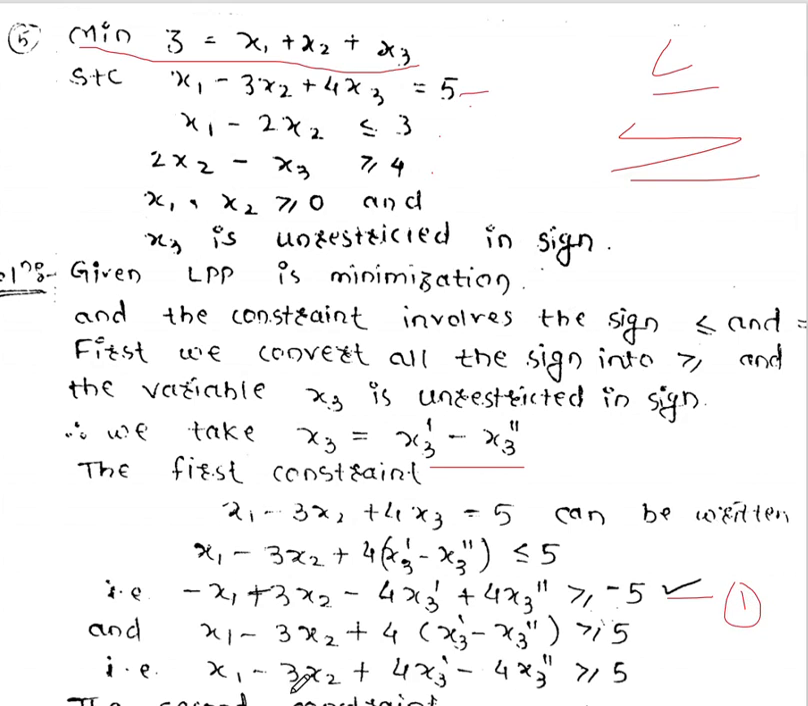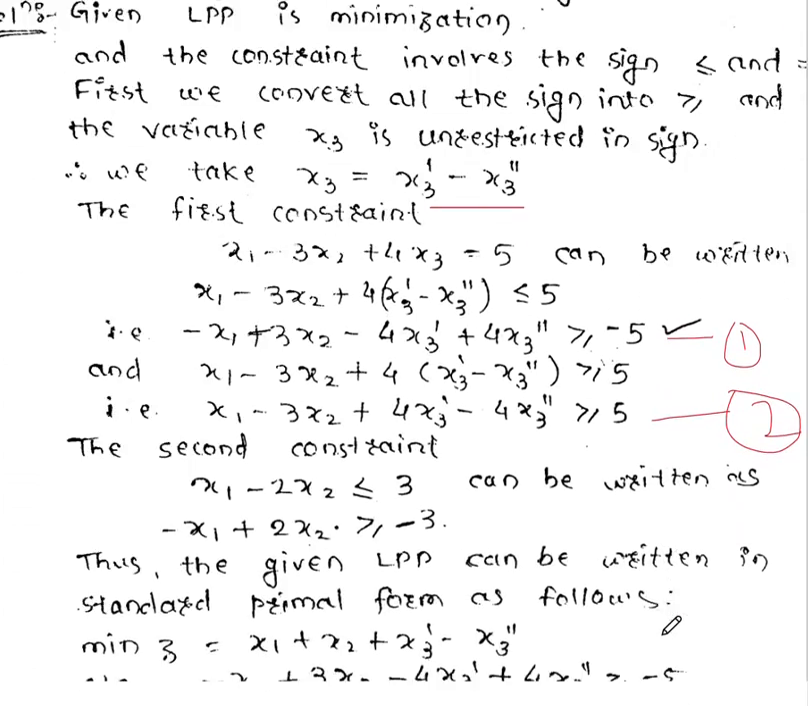The second part can be written as x1 - 3x2 + 4(x3' - x3'') ≥ 5, that is x1 - 3x2 + 4x3' - 4x3'' ≥ 5. So this is the second part of the first constraint. These are the two equations from constraint number 1.